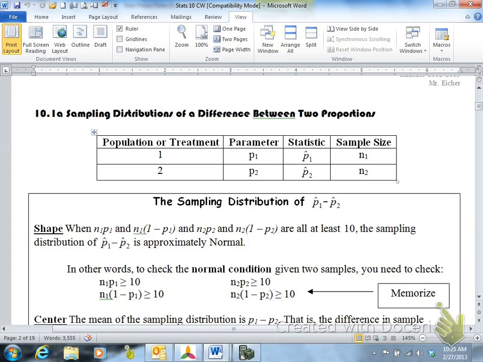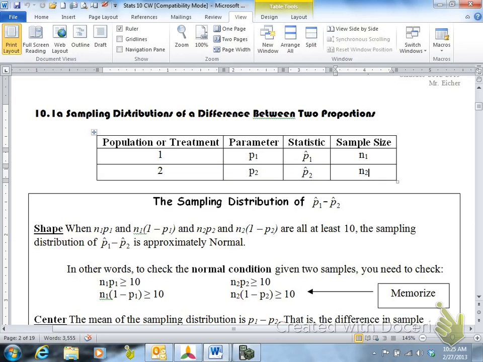So section 1, sampling distributions of a difference between 2 proportions. In the previous chapter, we would have one sample, one proportion. Sample size was n, p hat is the statistic, and the parameter is p. In this chapter, we're incorporating a second sample. So we have p sub 2 is the second parameter, p hat sub 2 is the second statistic, and n sub 2 is the second sample size.